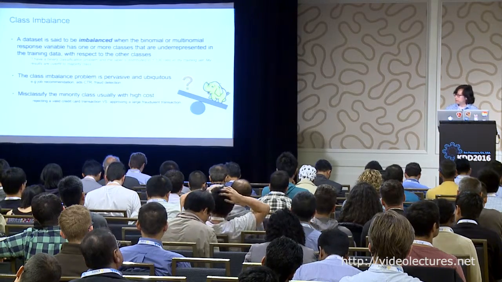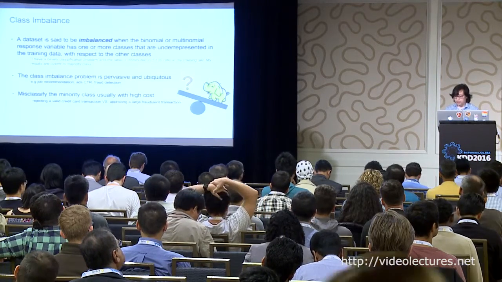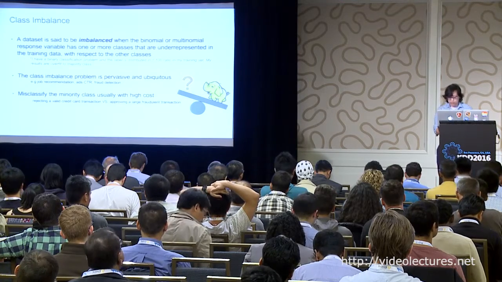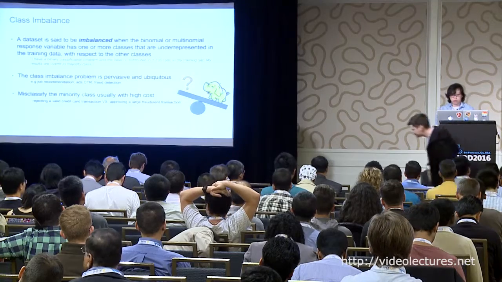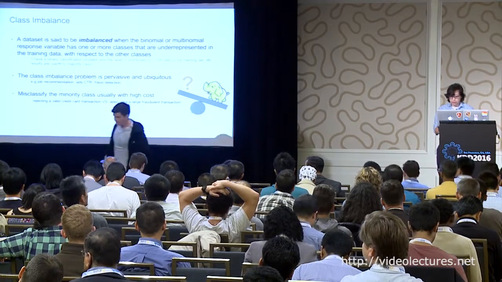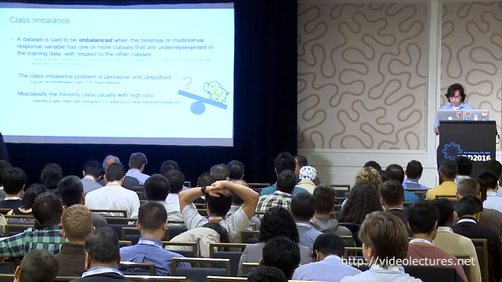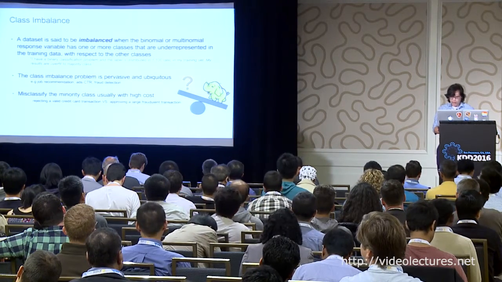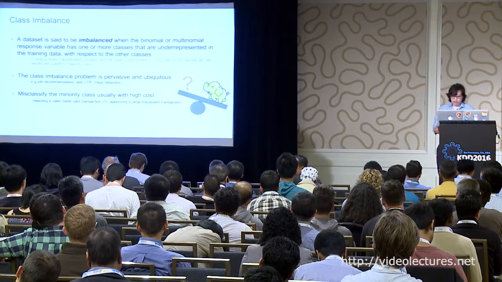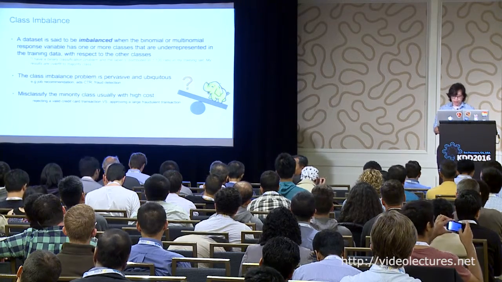This issue is very, very common, for example, in your job recommendation model, prediction model, or fraud detection model. So the class imbalance problem is very pervasive and ubiquitous. Misclassification of the minority class usually comes with a high cost.